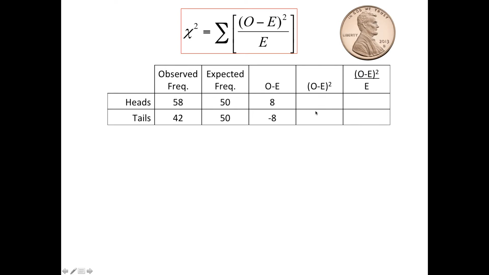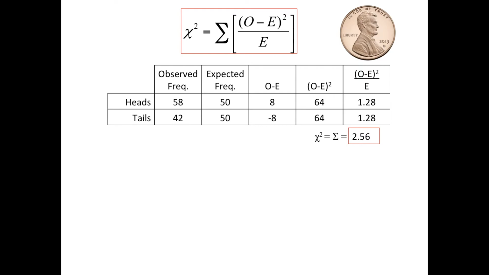Now we square each of those, and of course they'll come out the same. And we take that value and divide it by the expected frequency of 50. So 64 divided by 50 is 1.28. And now we just sum those. And that's our chi-square. So our chi-square is 2.56.